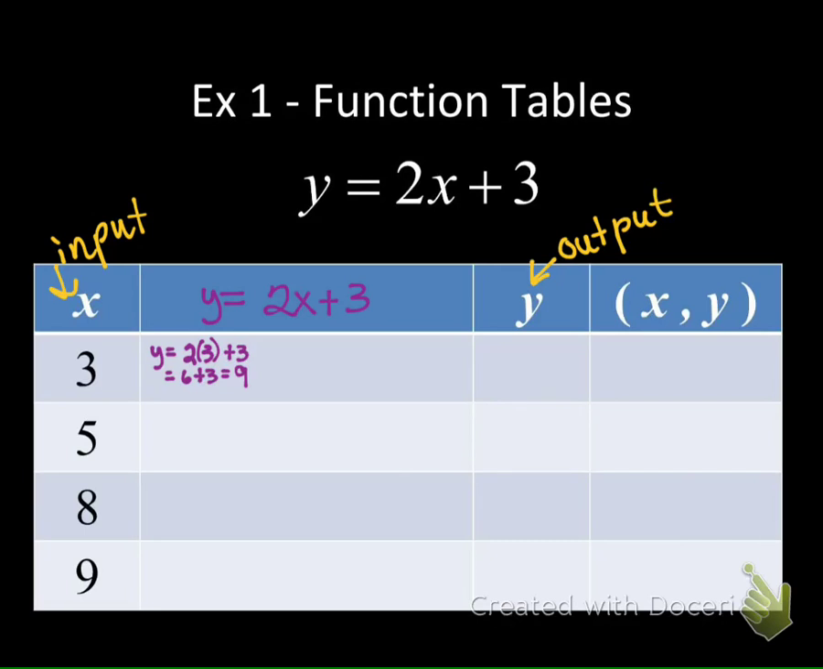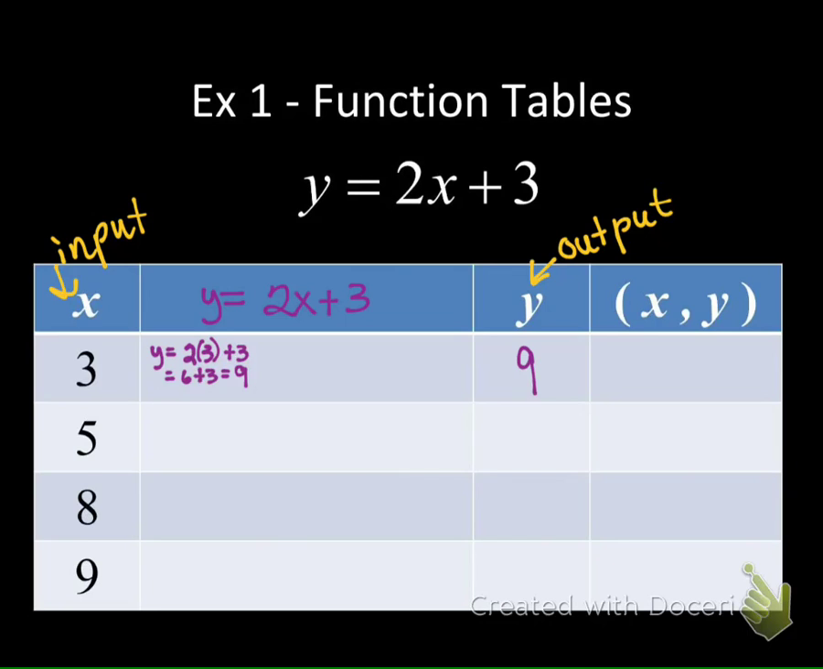So what's our y value? Would we determine that it equals 9? So I'm going to put that in the y column, or the output column. I just want to know what you're going to do for 5, 8, and 9. We're going to get there. So from here, we now have an x value and a y value, which means we now have an ordered pair.